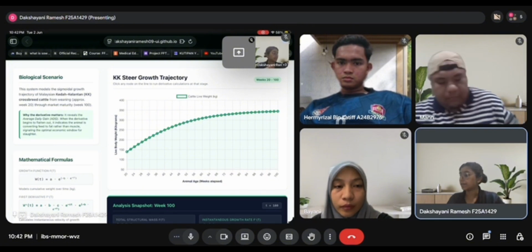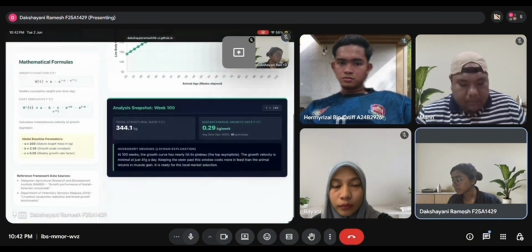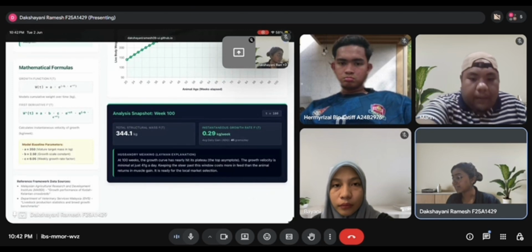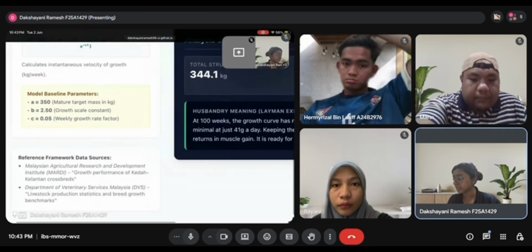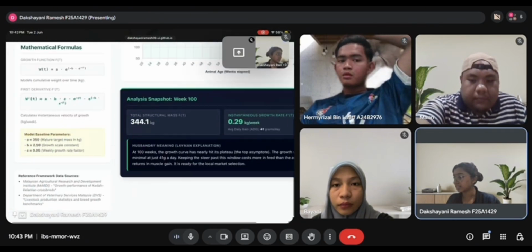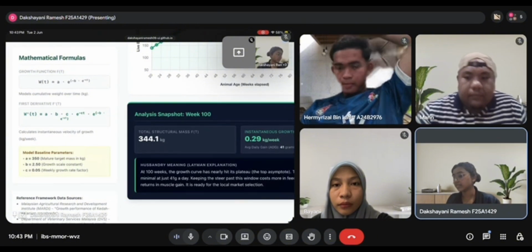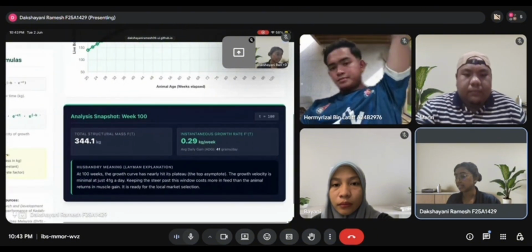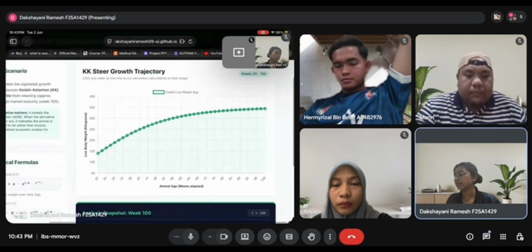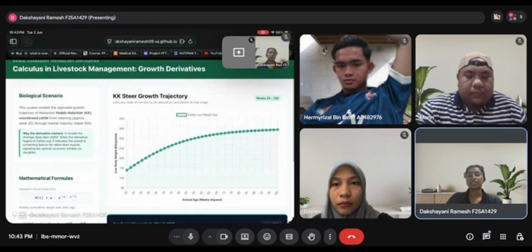And yeah, and then this is my reference that I've used, and this is the mathematical formula. This is the analysis, the graph. And that's all from me.